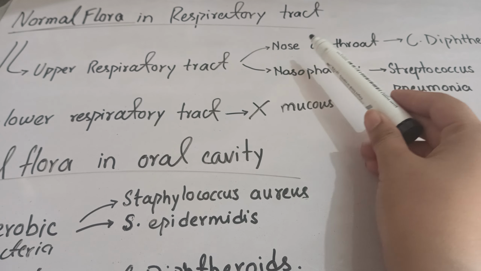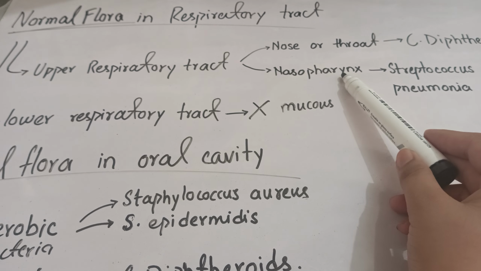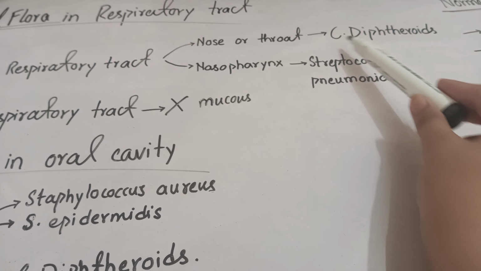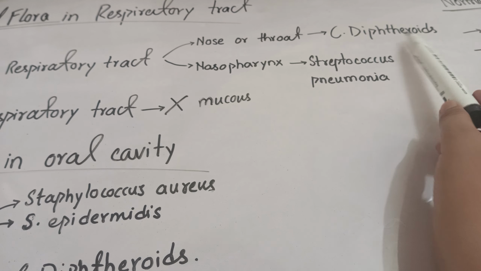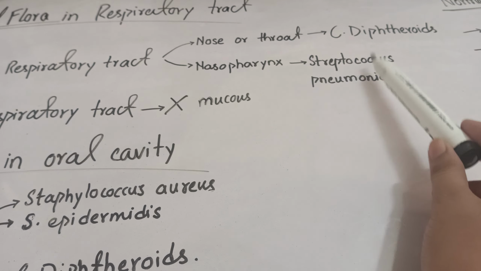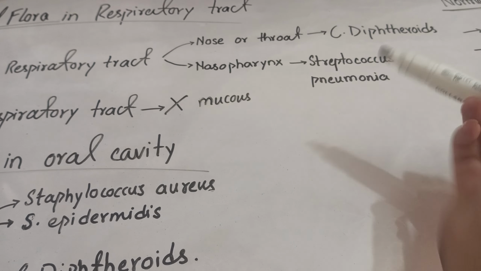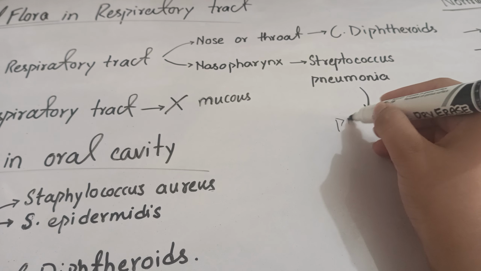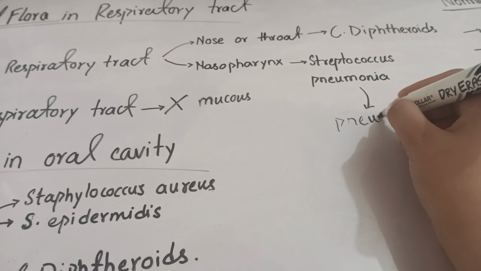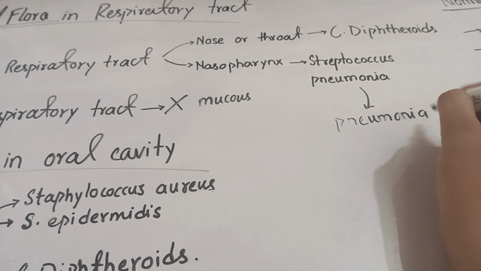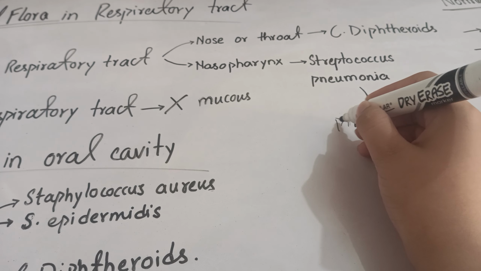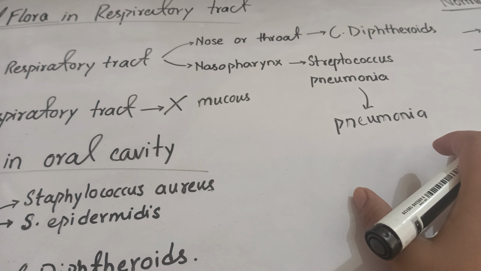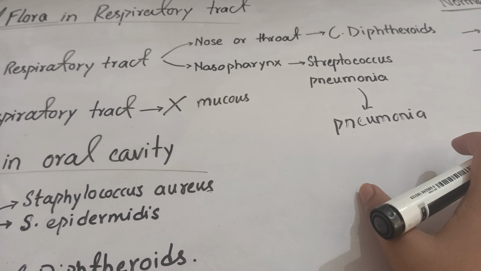But in the upper respiratory tract, in the nose and throat and in the nasopharynx, we have some normal flora. In the nose and throat you have a bacteria which is S. diphtheroides, and in the nasopharynx you have Streptococcus pneumoniae. This Streptococcus pneumoniae can enter your lungs and ultimately cause pneumonia in that patient. It will enter whenever the patient's immune system is weak, otherwise it will never enter or cause pneumonia in that person.